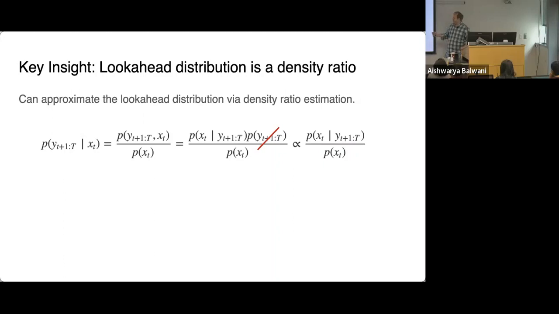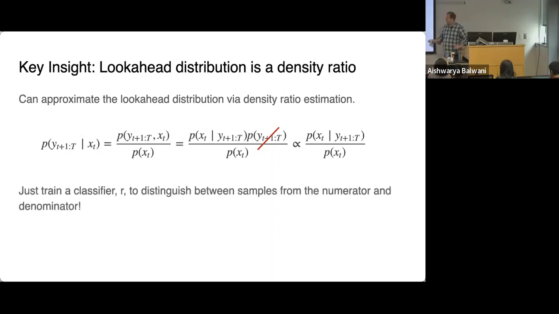And so really, we care about this ratio, P of X given future data to P of X marginally. And importantly, we can sample both of these distributions. Using our prior, we can generate samples of the marginal. Using SMC, we can get samples of X given future data. And so all we're going to do is train our classifier to distinguish between samples drawn from these two distributions.